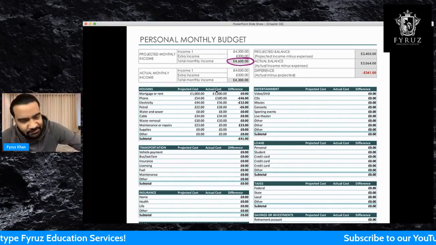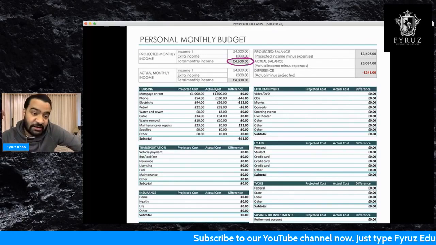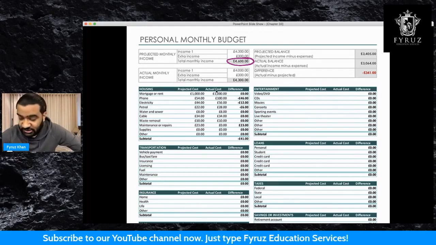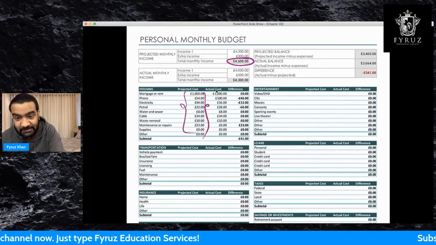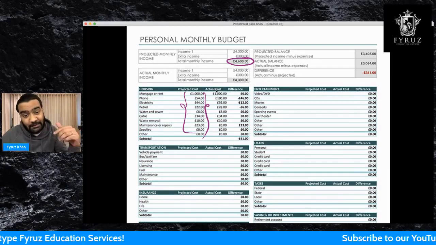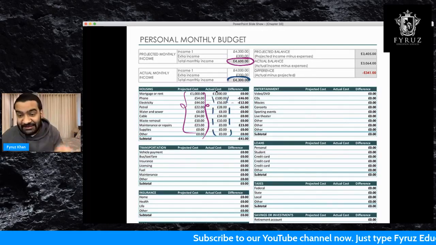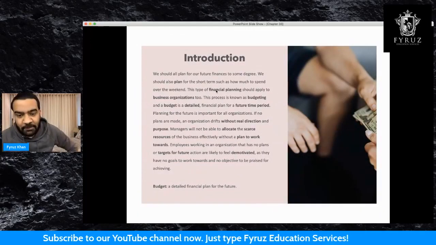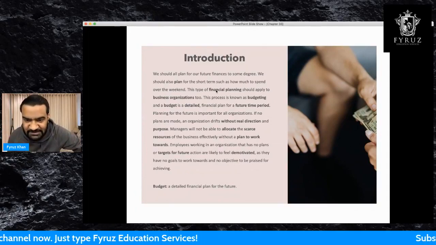So budgets can be used everywhere for everyday use, personal budgeting, and of course, for big companies, small companies, budgets are so important, right? So this part is the budget, what I predict to spend. This is the actual cost. So budgets are quite important for personal use, for big businesses.